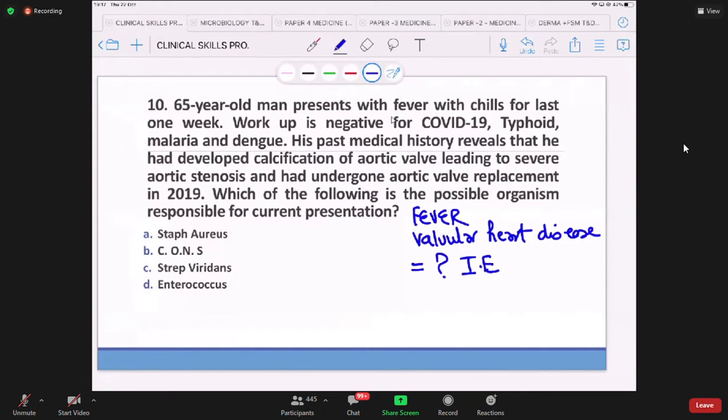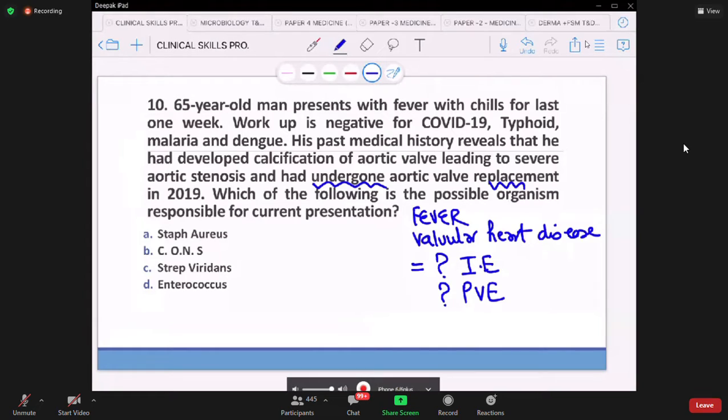The clinical diagnosis of this person is query prosthetic valve endocarditis, because the question itself says the patient had undergone aortic valve replacement. So that means he has undergone a procedural replacement of the valve, right? So it is a prosthetic valve endocarditis. Let me check out the various answers coming up here. B, C, okay.